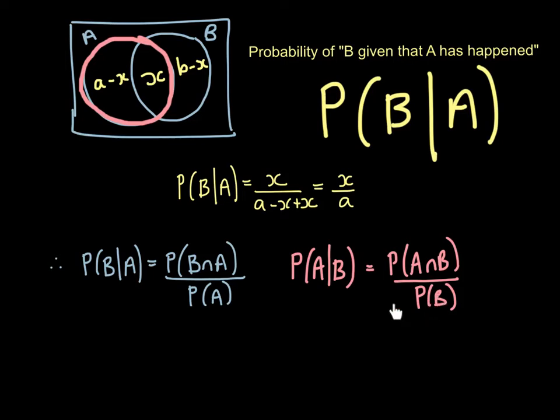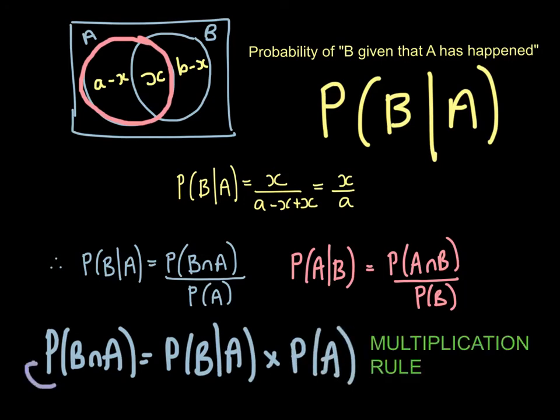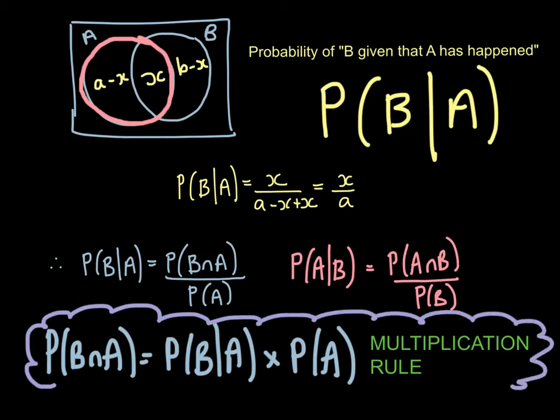Now we can rearrange these. If we take the probability of A across to the left-hand side and the probability of B across to the left-hand side, we can rearrange these to get formulas for that intersection. So the probability of B intersection A is the probability of B given that A has happened times the probability of A. And similarly, we could do the same for the probability of A intersection B. That's known as the multiplication rule.